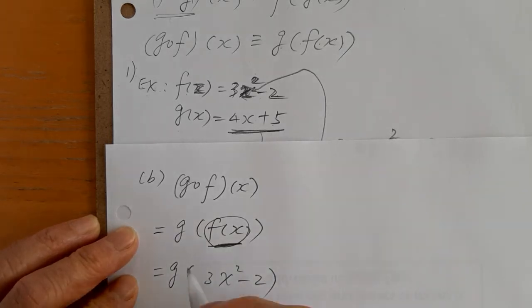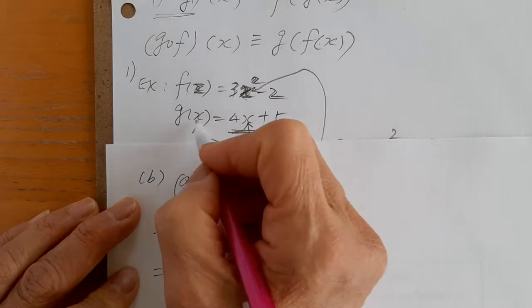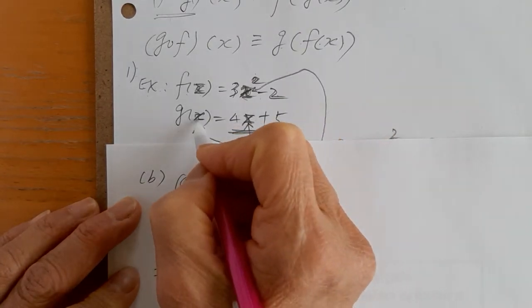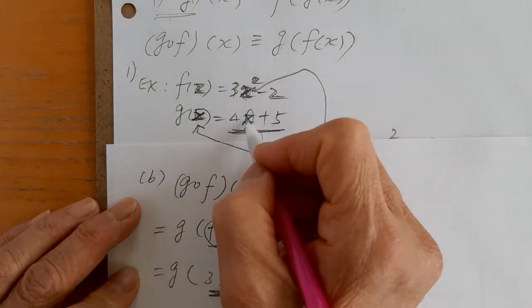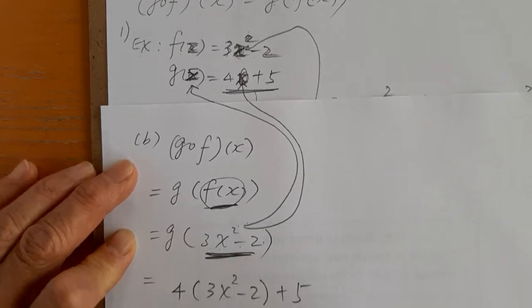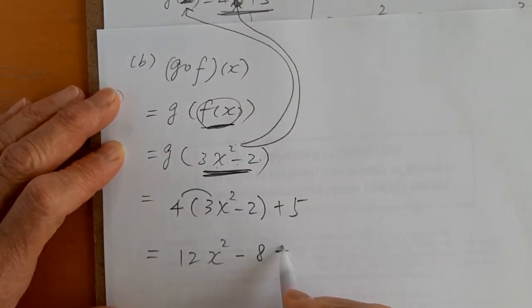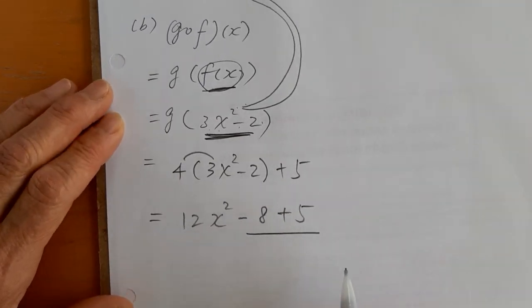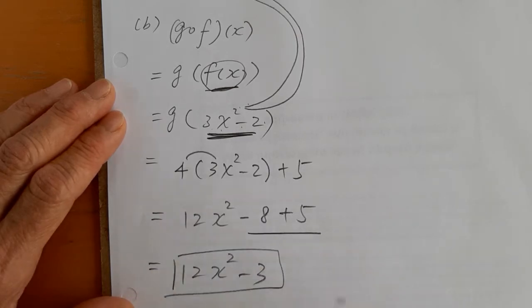And then you figure out g of this, and you put it into the g function in x. You can treat this like a capital X and put it in. This x is replaced by 3x squared minus 2, and this x is also replaced by 3x squared minus 2, then plus 5. And distribute in: 12x squared minus 8 plus 5. Combine the constant terms, and we get 12x squared minus 3. And that's the answer.